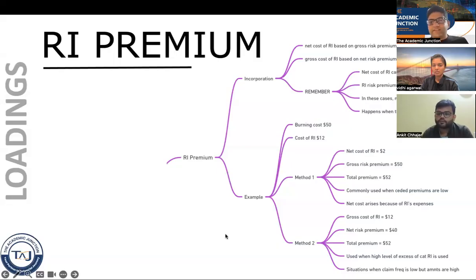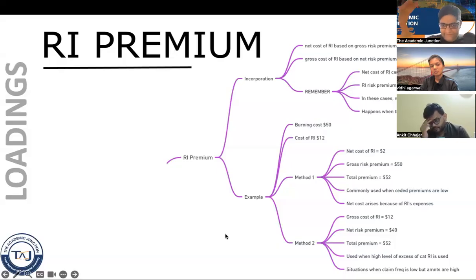So you might ask me, why are we doing these two methods if they both give the same answer, right? And the reason is because of nuance. The reason is because of context, right? One method is commonly used, method 1, right? Which is the net cost of RI based on gross risk premium. That is commonly used when the ceded premiums are low. And the net cost component comes because of RI expenses also being present, right? So effectively, it makes it easier to do that calculation that way.